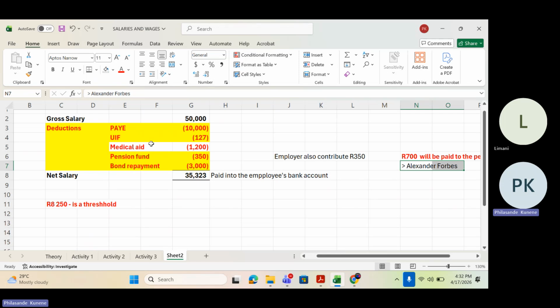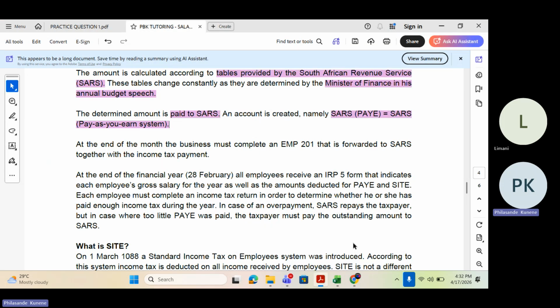But when it comes to pay as you earn, what is this pay as you earn? It is a tax, this one, right? Pay as you earn is a tax that we're talking about now. It is paid to SARS, South African Revenue Services, because they are the ones who are handling tax for employees. Okay? They are the ones who are handling tax from employees.